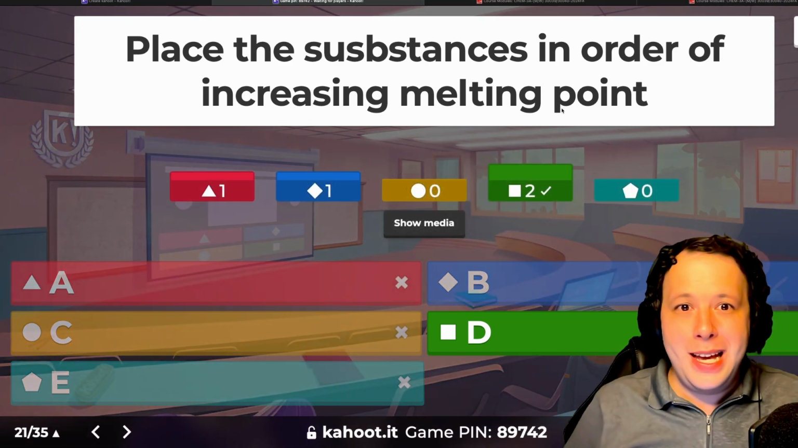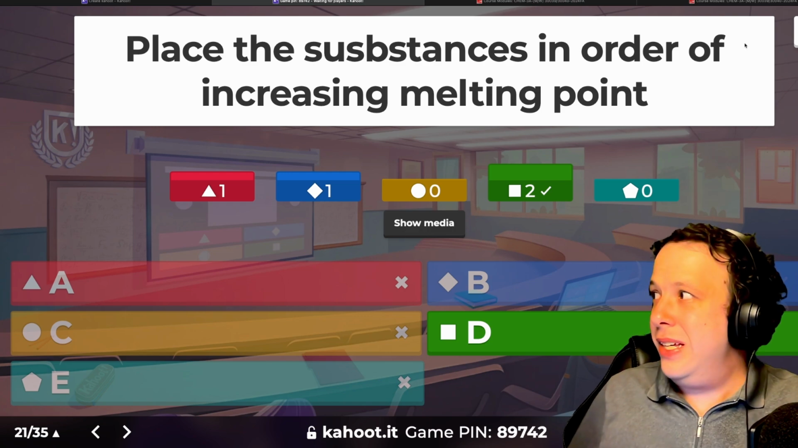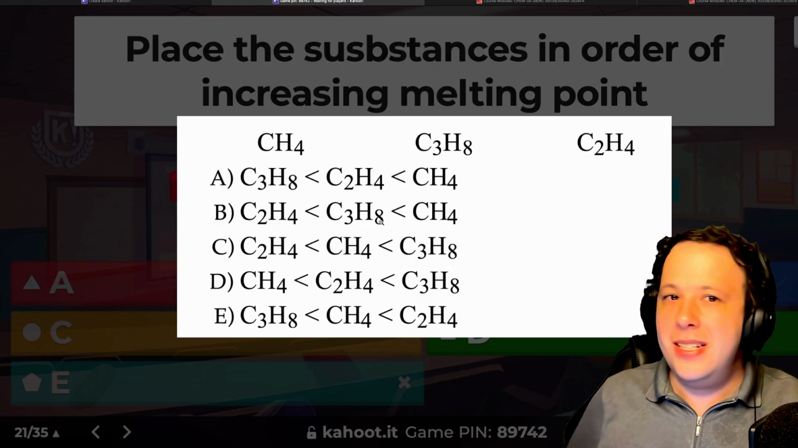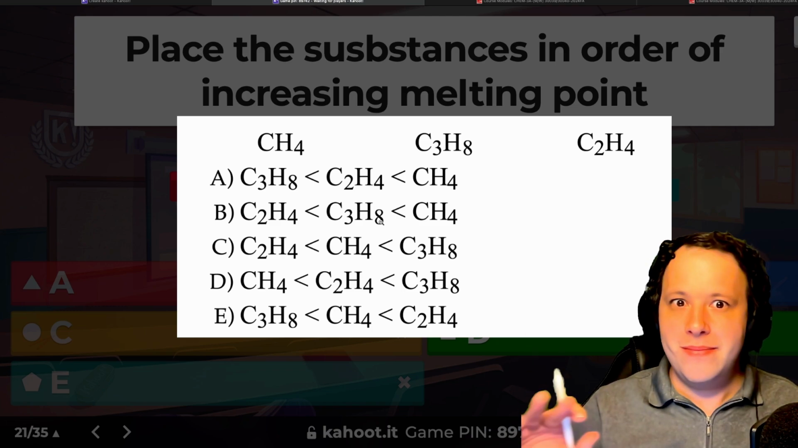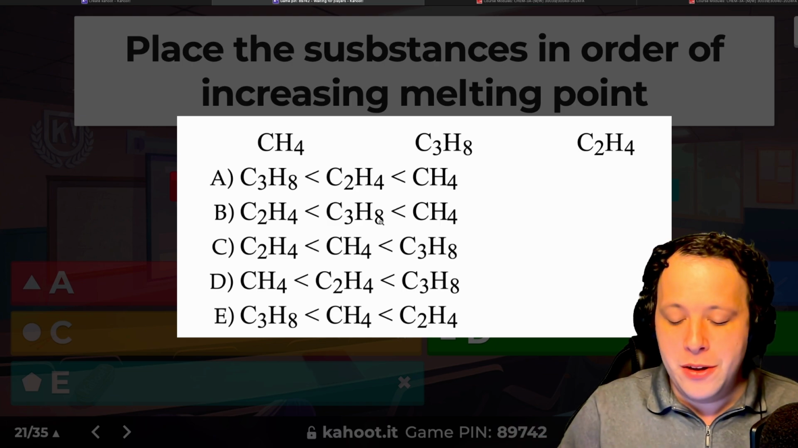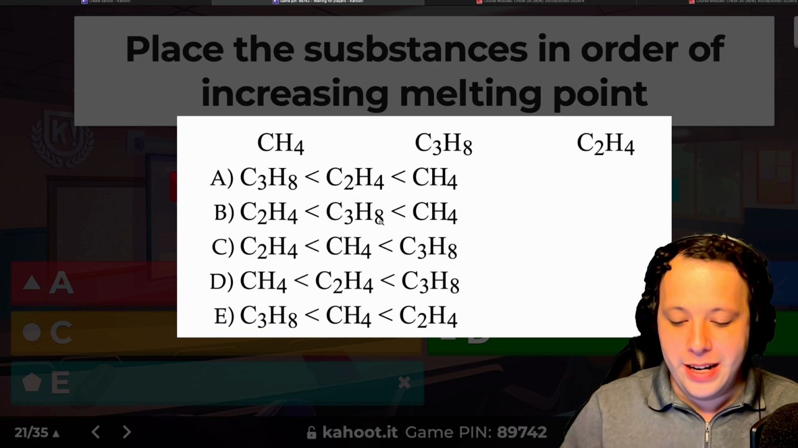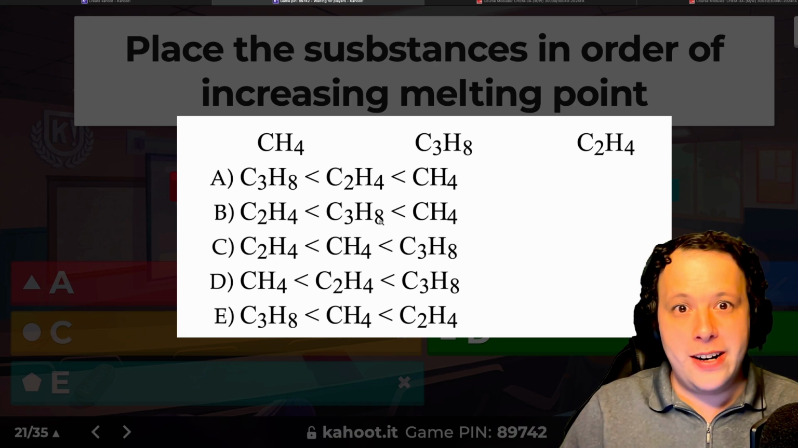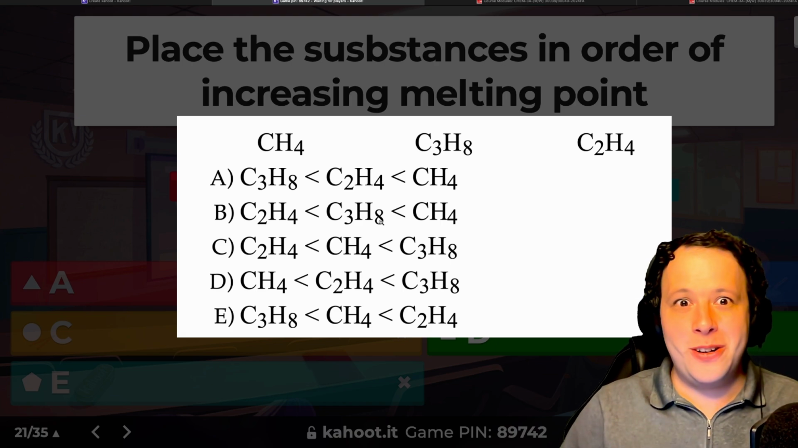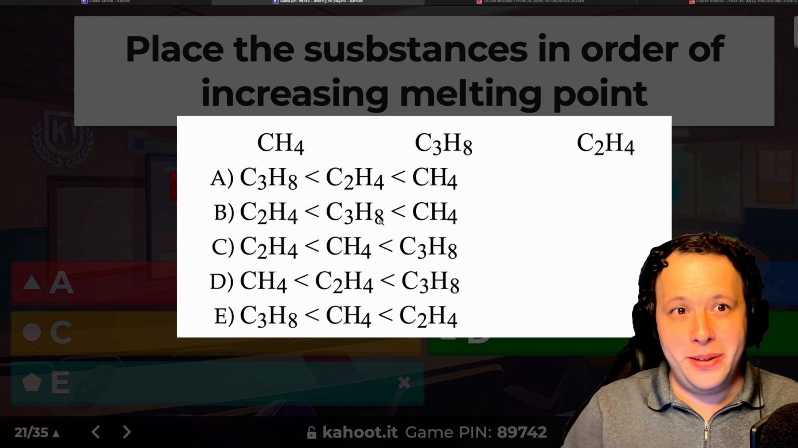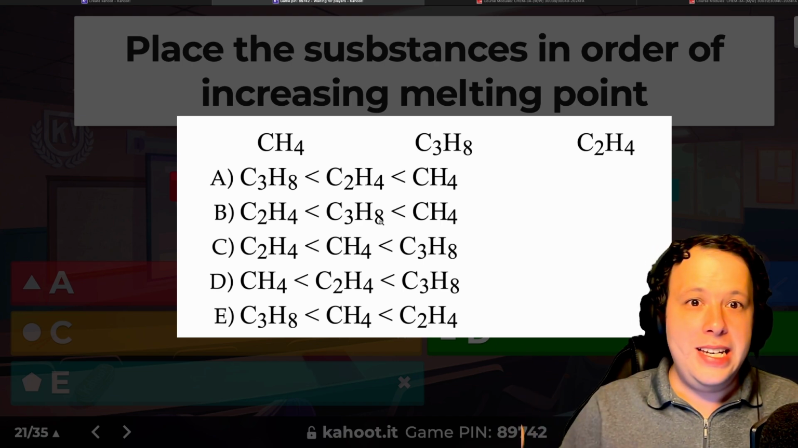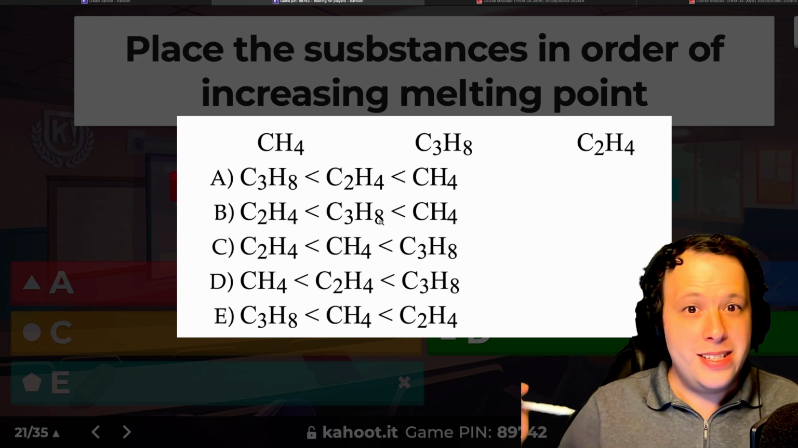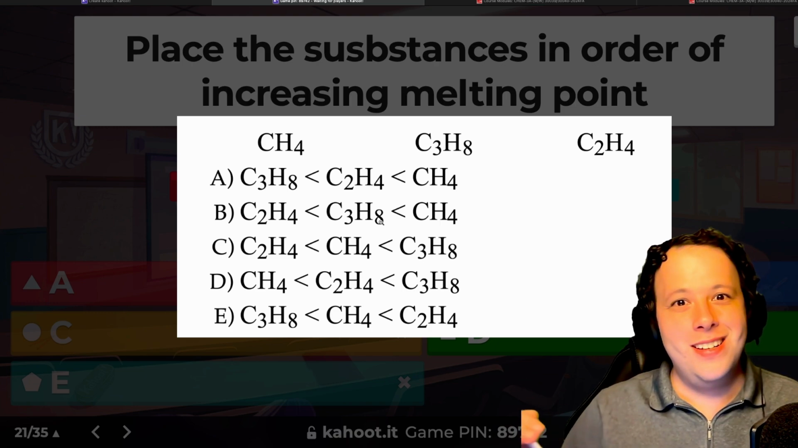Okay, so when it came to this one, the best way to do it is it's actually based on size. So dispersion forces, these are all nonpolar. When you just see carbons and hydrogens, it's always nonpolar. So you're going to check size. The bigger it is, the higher the boiling point and the melting point. Bigger is better when it comes to boiling point and melting point. So you're going off the one that's increasing in size. So in this case, D shows that CH4 is less than C2H4, which is less than C3H8.